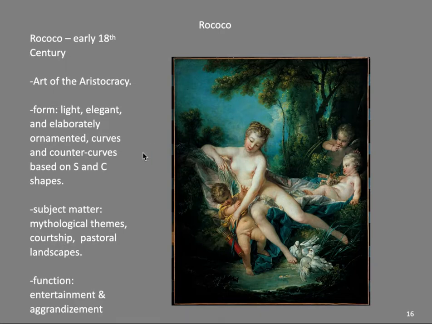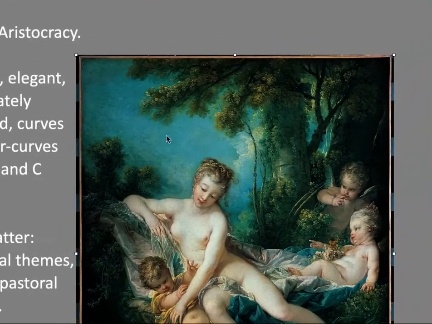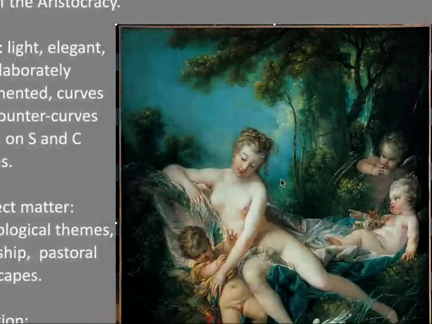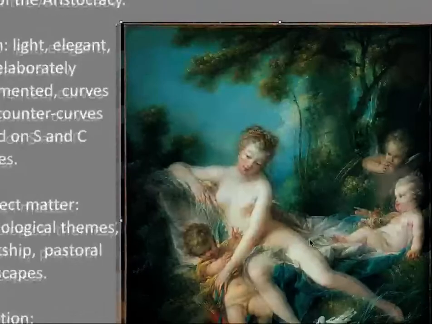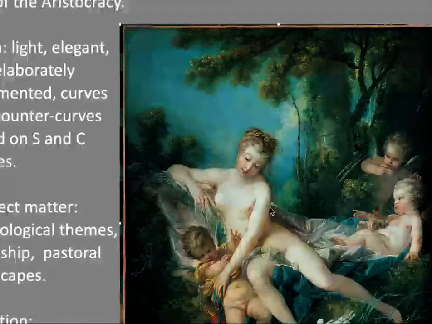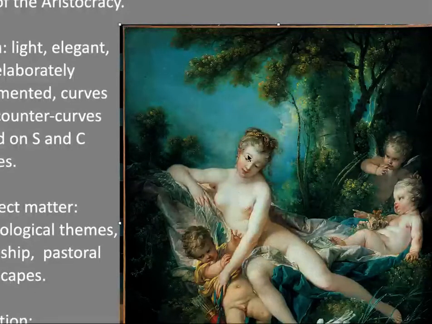Rococo is thought of as ornamented curves based on an S and a C. And how do we see this here? Well, as I zoom into the trees, you can see that there is this kind of curling where you've got this C shape repeated over and over again, representing the foliage or the life that Venus gives. So it's a symbol of her life-giving quality. Notice that her pose is also very, very organic. We have this kind of S curve here in her body and in her pose that are very typical of the Rococo time period.